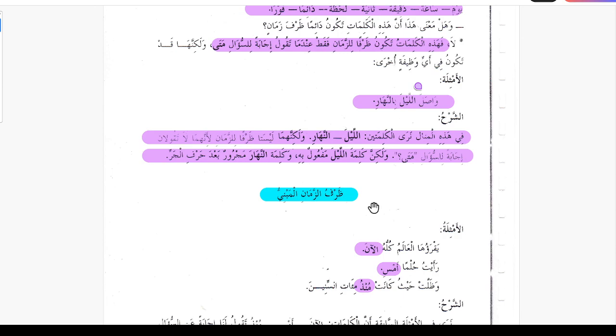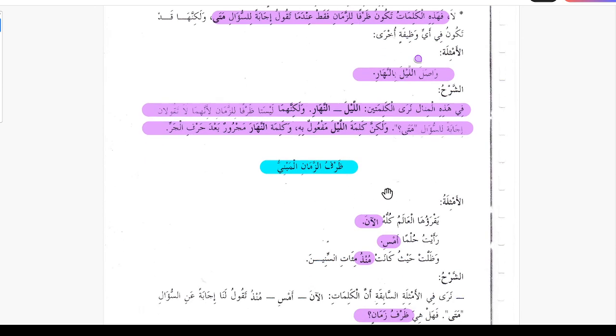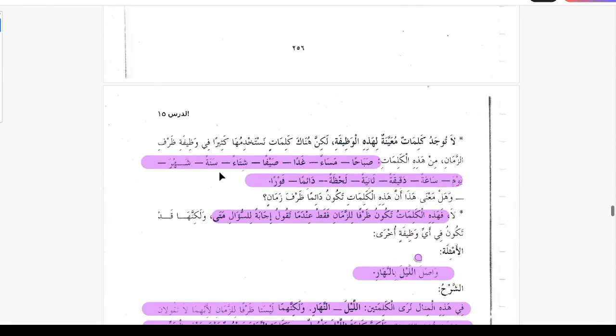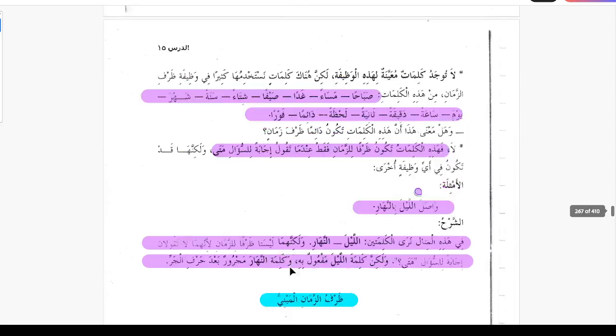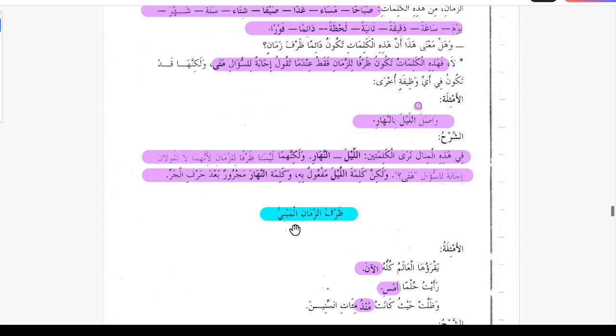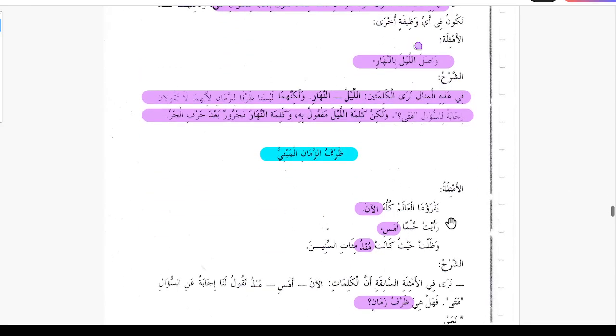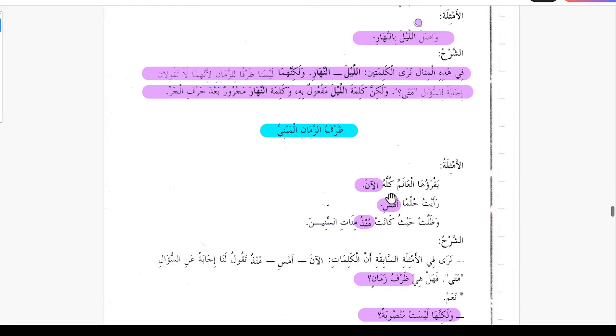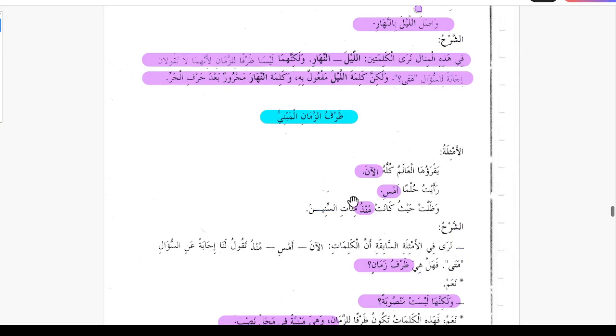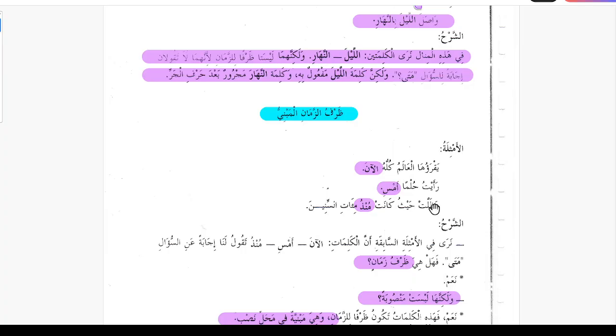Okay, and now there are some words which are mabni. Like I said, these words are all mansub, but there are some mabni words that are also used as a zarfu zaman. For example, yakrahu hal alamu kulluhu al-ana, the whole world reads it now. Al-ana is zarfu zaman. The whole world is reading it now. So now is zarfu zaman.